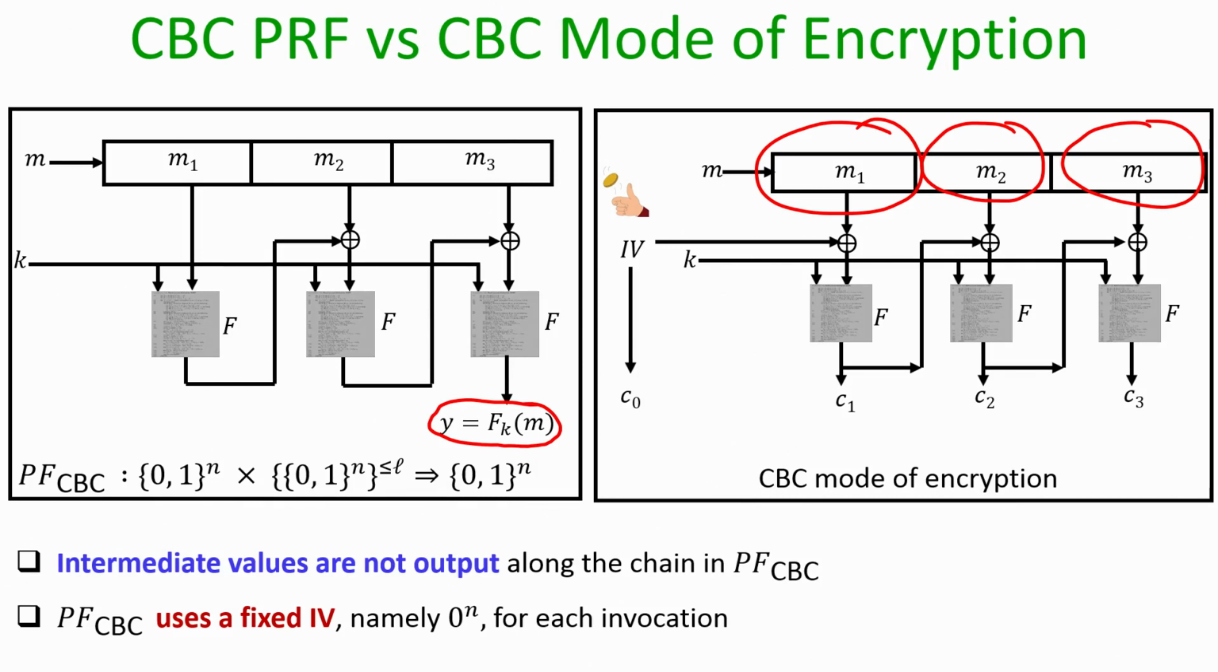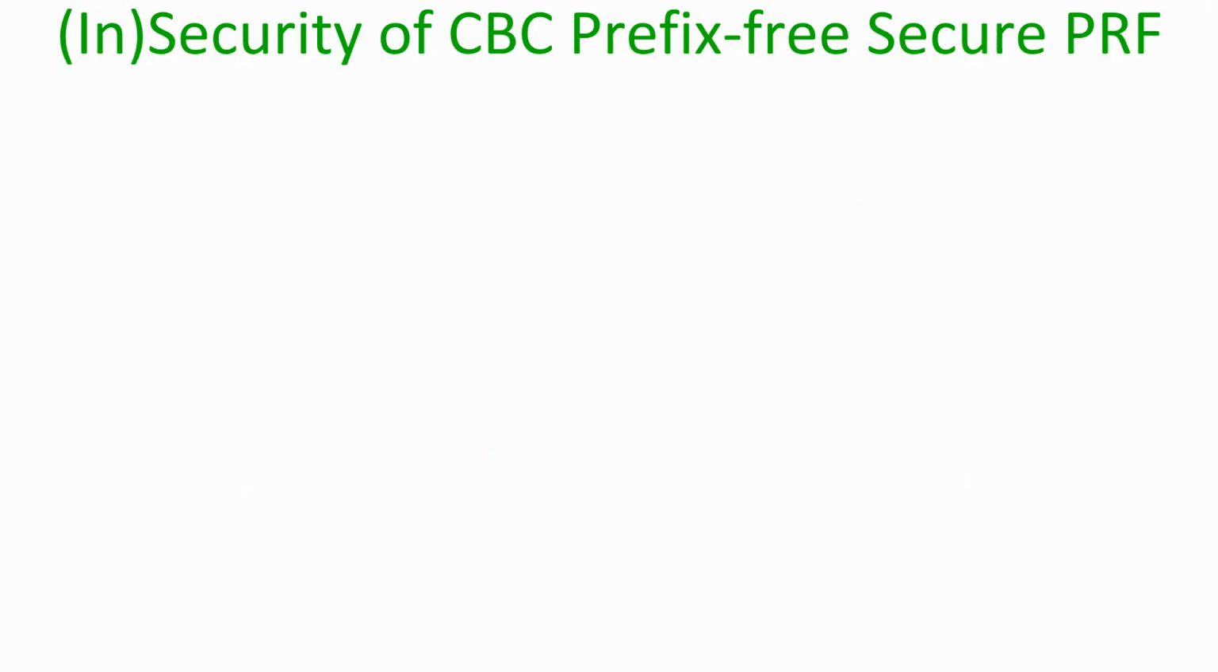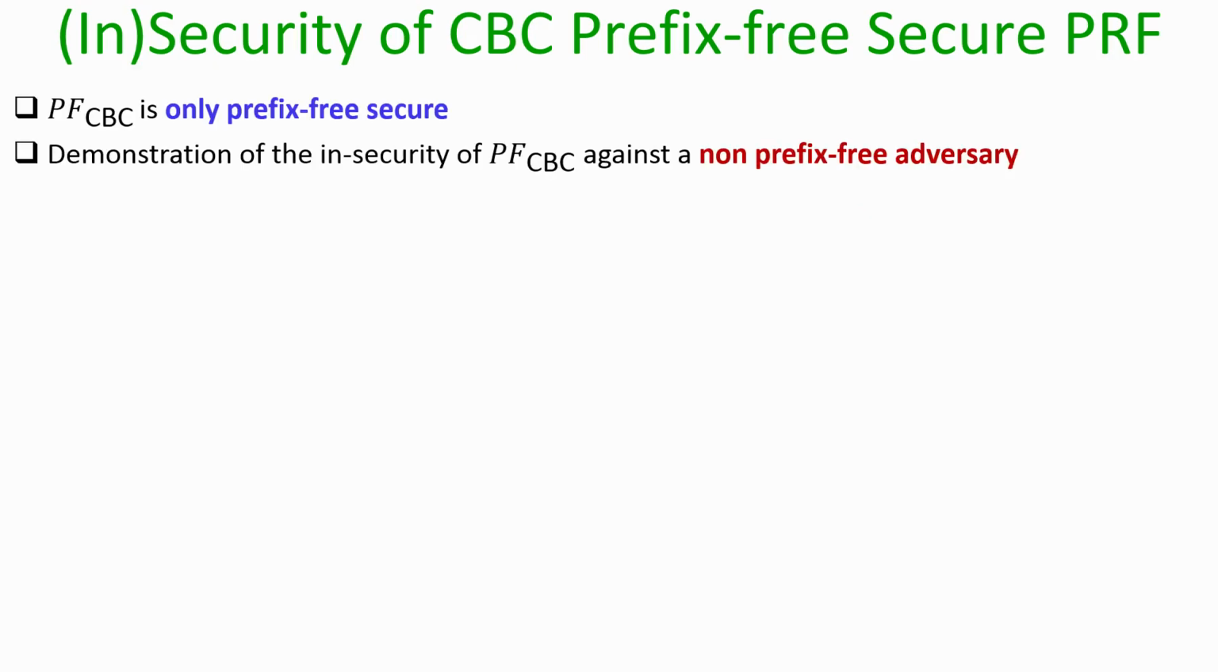So, that is how the CBC PRF operates, and I will not be going into the security proof of why exactly this CBC PRF is a prefix free secure PRF, but let me give you an intuition for why it may become insecure if we do not restrict our adversary to making queries which constitute a prefix free set. So, I am going to demonstrate the insecurity of the CBC PRF against an adversary which can make queries which do not constitute a prefix free set.